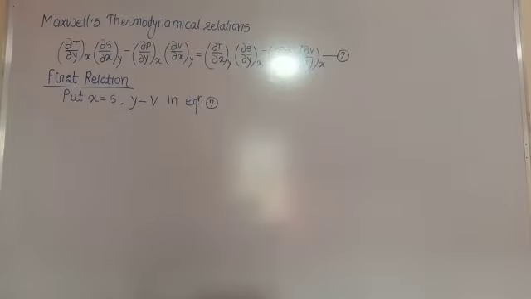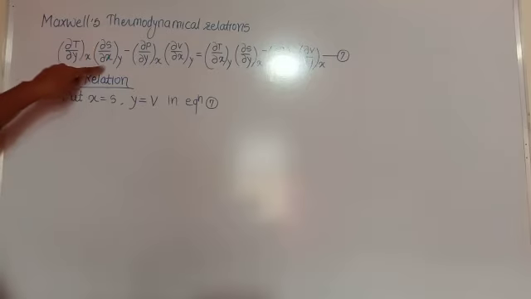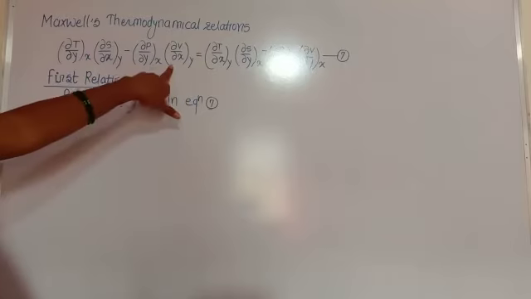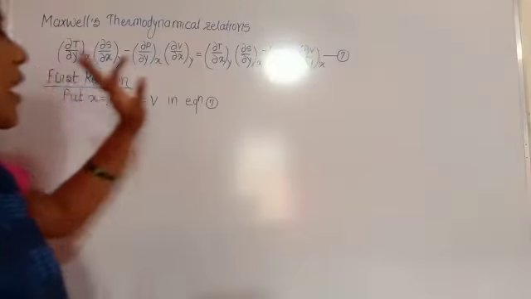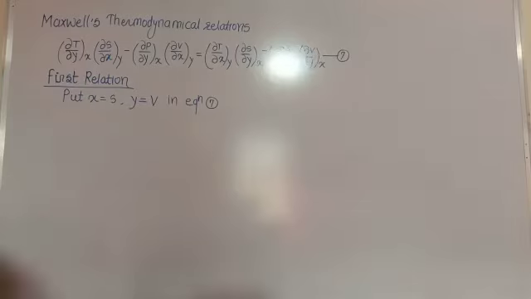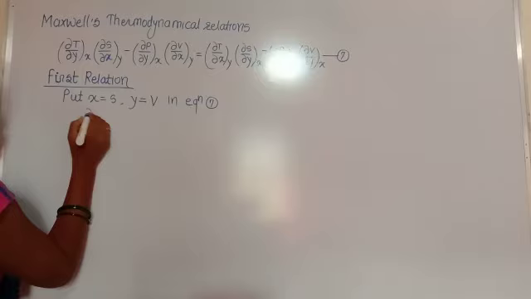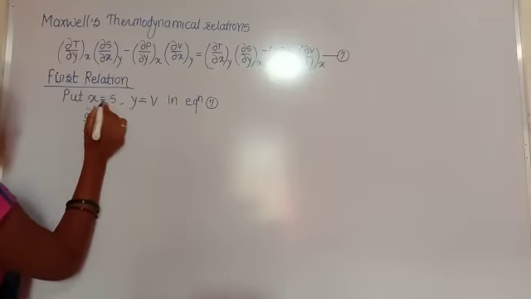Okay, so in that equation, wherever there is x we put S, meaning del S by del S, and here del V by del S, and del P by del V. So in place of x we are putting S, and in place of y we are putting V.